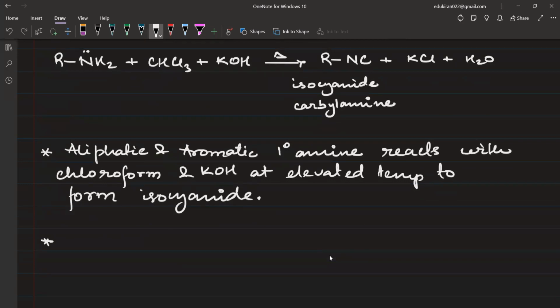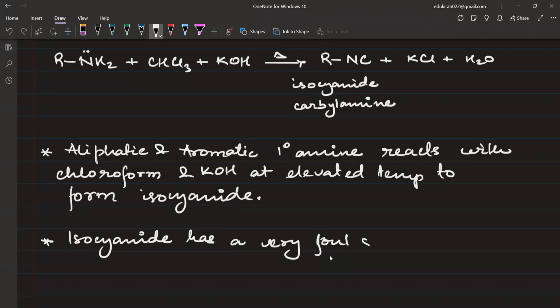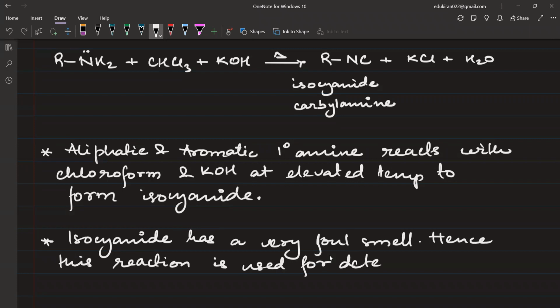Next point. Isocyanide has a very foul smell. Hence, this reaction is used for detection of 1-degree amines. Please write this down. Let me know once you're done.